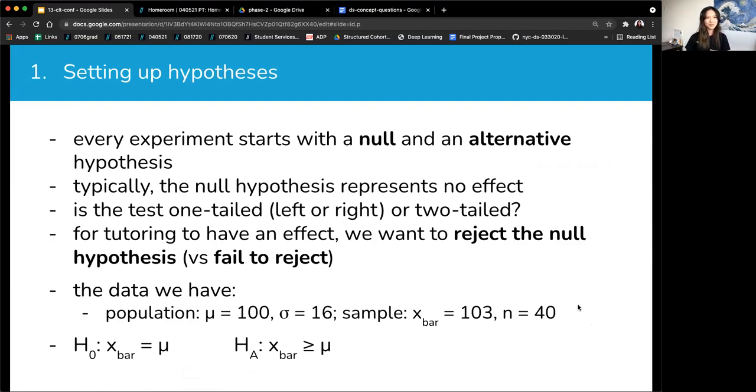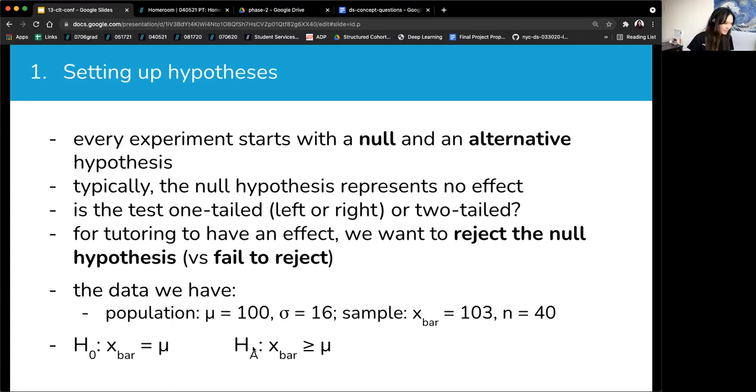And if you've done any sort of statistical testing before, or if you've done science experiments, you always have a hypothesis about what you think is going to happen. So every experiment starts with a null and alternative hypothesis. Typically, a null hypothesis represents no effect, and an alternate hypothesis represents that there is an effect.